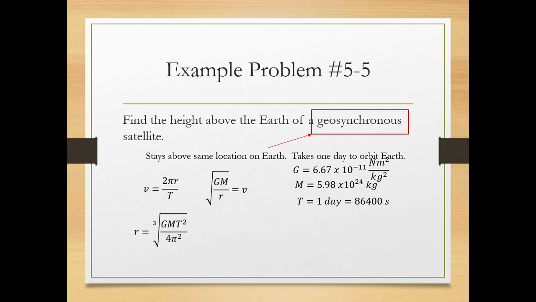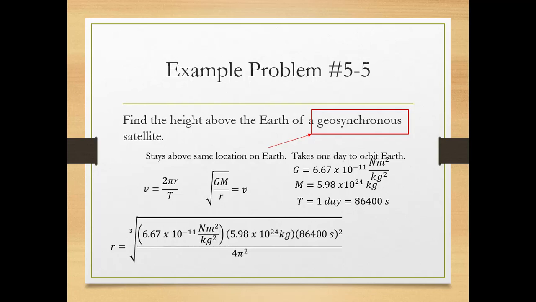We could rearrange this a little and say that the radius of my orbit is equal to the cube root of G times M times period squared over 4 pi squared. If I plug in all my numbers, I get that the radius of my orbit is 4.23 times 10 to the 7th meters. Now remember, the question asked for the height above the Earth, and this is not the orbital height but the orbital radius, the distance from the center of the Earth. So I need to subtract the radius of the Earth, and I get that the height above the Earth is 3.59 times 10 to the 7th meters.